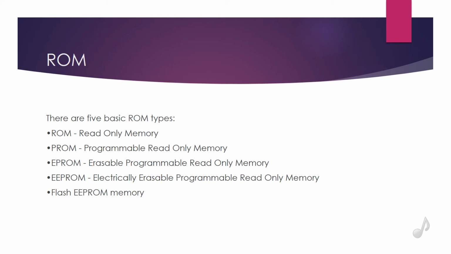There are five basic ROM types, that are read only memory, programmable read only memory, erasable programmable read only memory, electrically erasable programmable read only memory, and flash EEPROM memory.